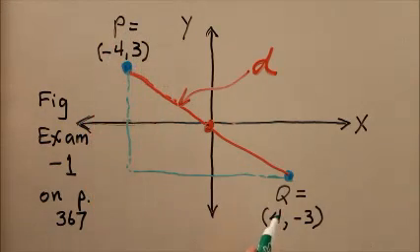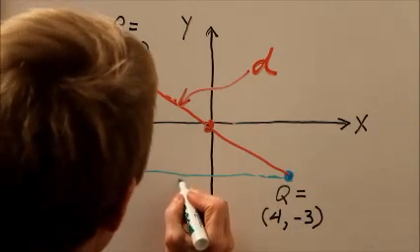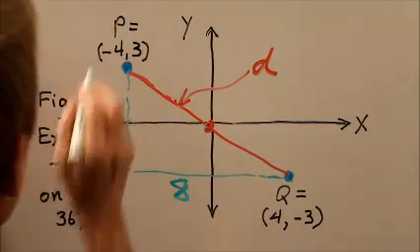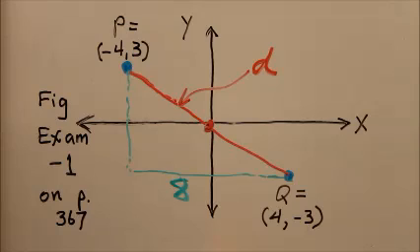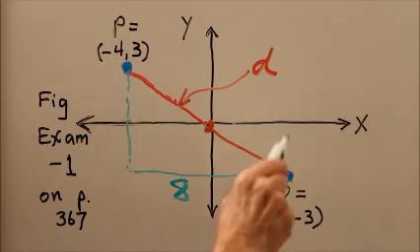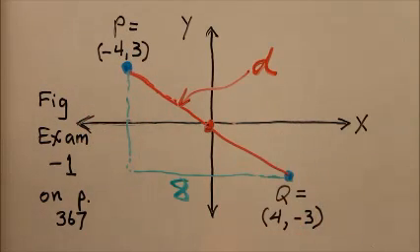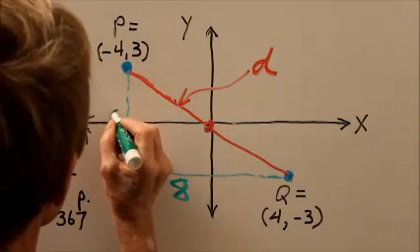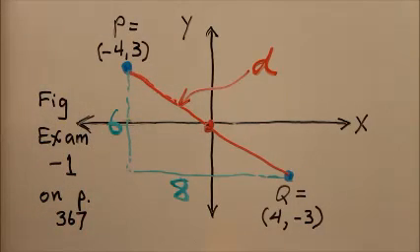The x values here, -4 and 4, differ by 8. That's 4 minus a -4, which equals 8. The y values differ by 6. 3 above the x-axis and 3 units below. So that works out to be 6.